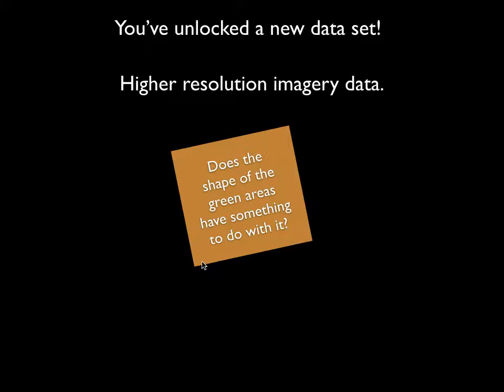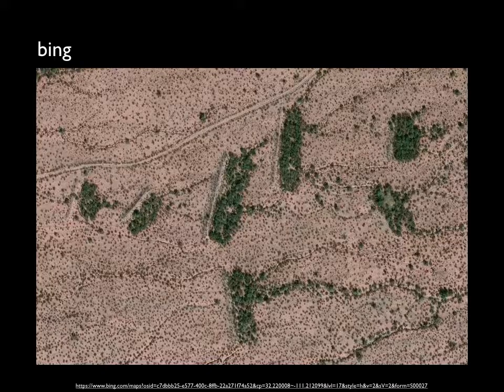So you've unlocked a new data set, higher resolution imagery data. We got our previous images from Google Maps, but Bing has a different data set that we can look at, and I think it's a little bit clearer actually. Take a look at this. Here's a road, here are some of these bushes, and here are our green spots. And now along the left margin of all of our green spots, except maybe this one, I see kind of a straight line. That's kind of interesting.